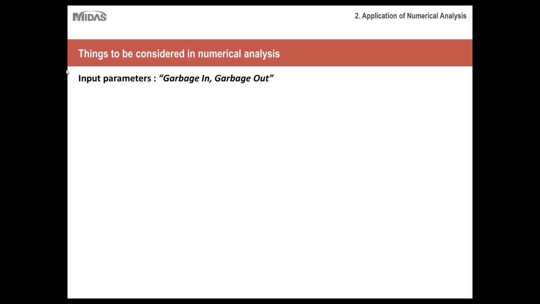So, input parameters: garbage in, garbage out. This is a very important principle of numerical modeling. Essentially what it's telling us is that if we ran an analysis and have data or post-processing results that don't make any sense, that just seem useless, it means there was a problem in the input.